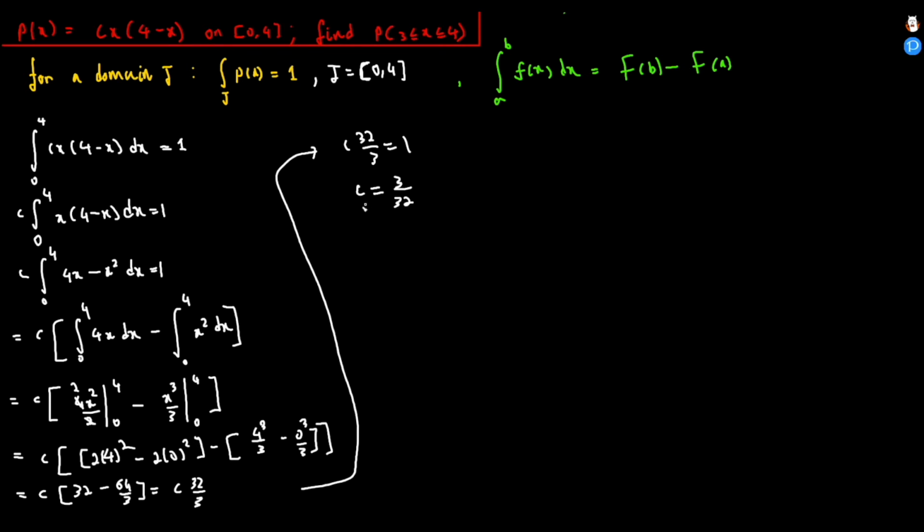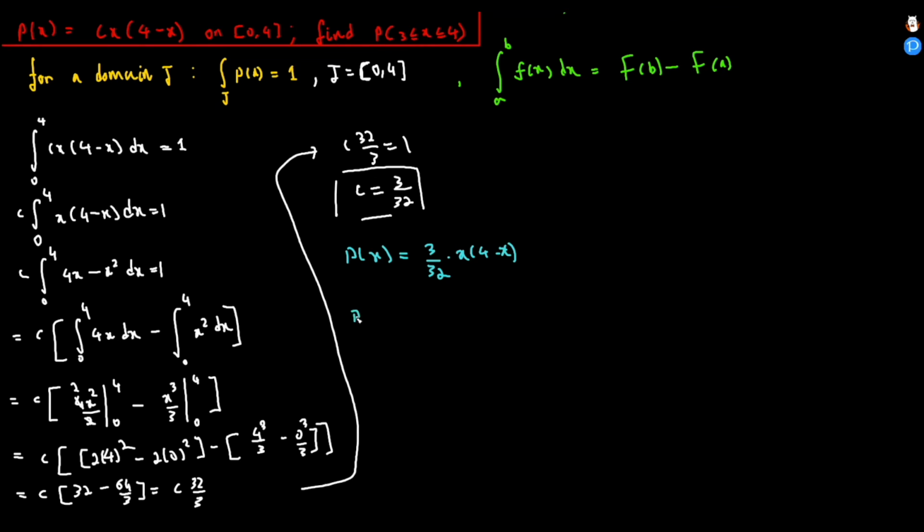Okay, just moving these things around. Okay, so we have this now, right? We can just bring this value into this equation. So now we have that p of x is actually 3 over 32 times x times 4 minus x. Okay, and now we can get to figuring out exactly what we want, which is this part, right?